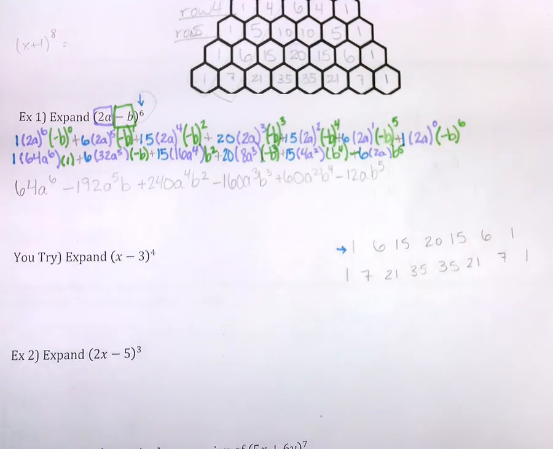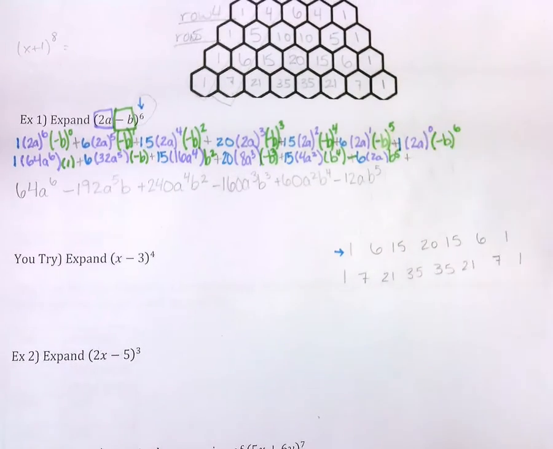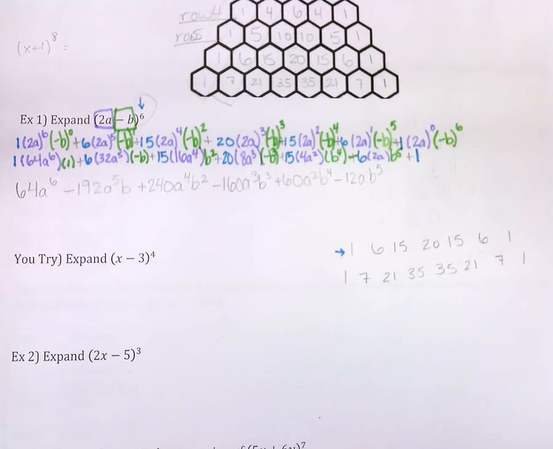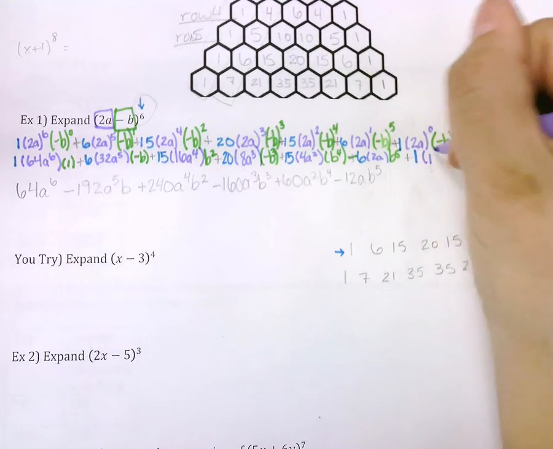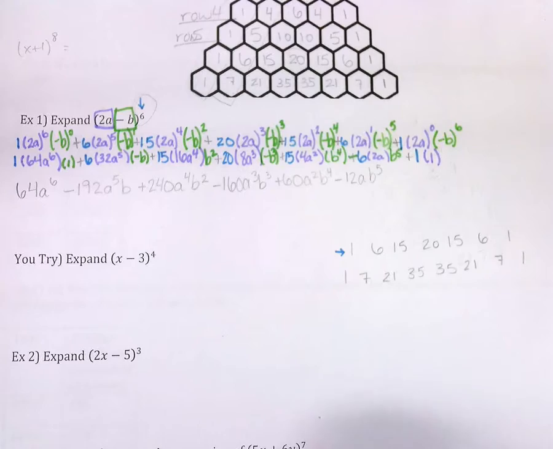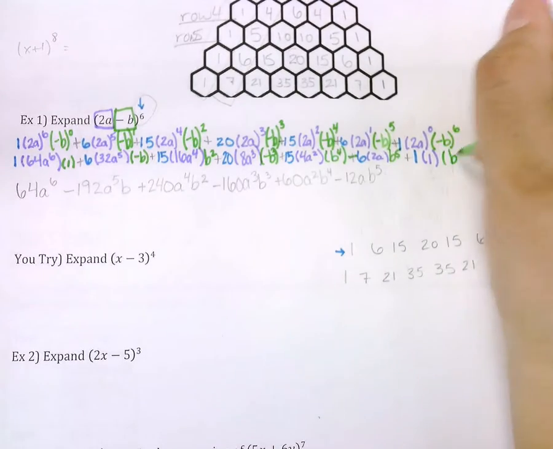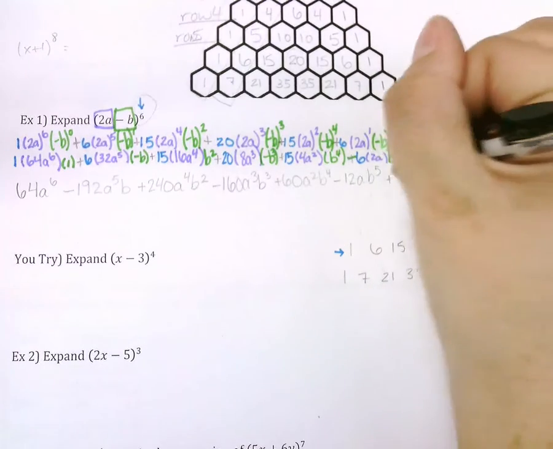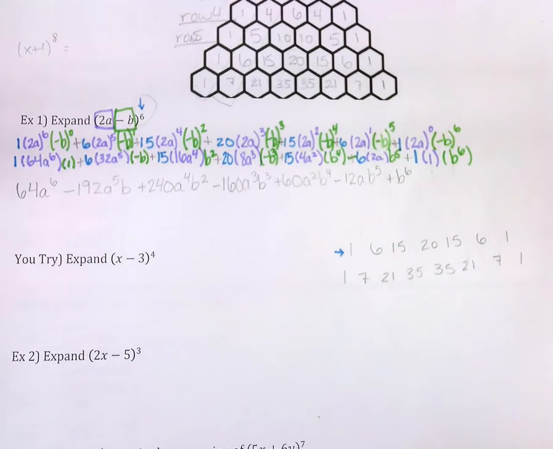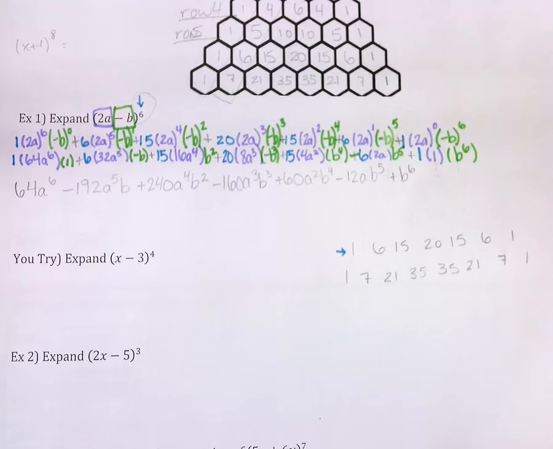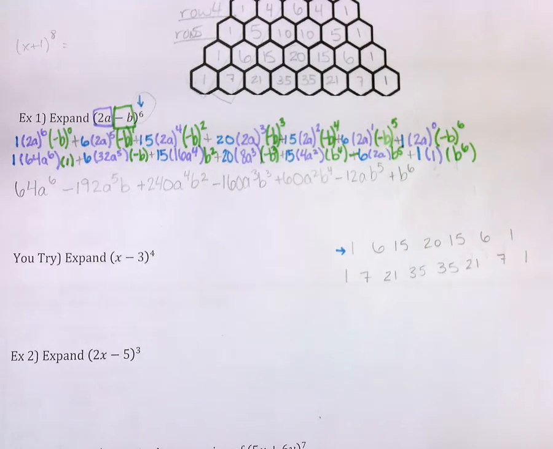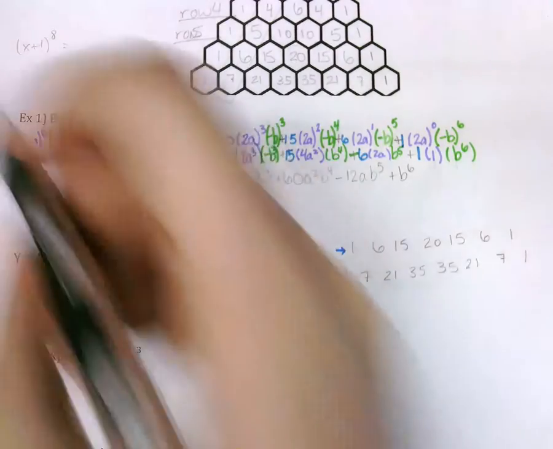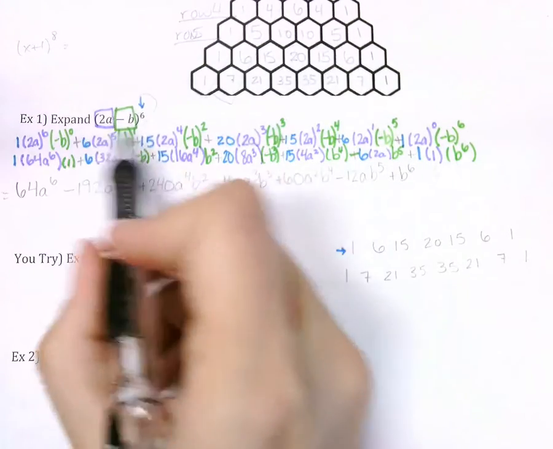Okay, and then the last one, so you have your Pascal's triangle coefficient 1. You have 2a to the 0 power. Anything to the 0 power is 1. And this is going to be a positive b to the 6th. So this is just plus b to the 6th. So what you have here, you have 1, 2, 3, 4, 5, 6, 7 terms. That is what you would get if you were to expand this out.